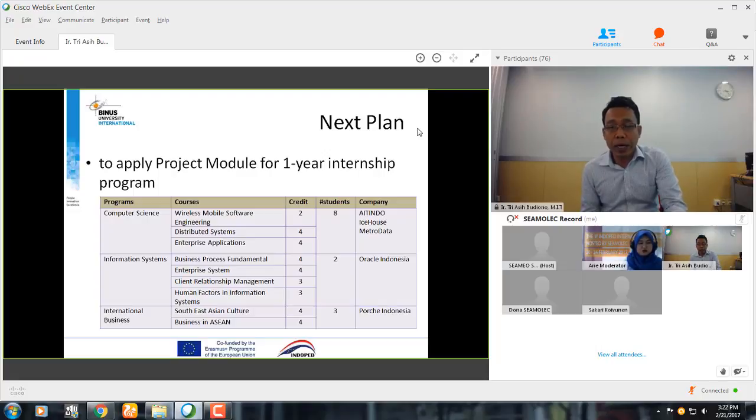With the information system program, there are 4 courses packaged into the project module, and 2 students will be spending their time in Oracle Indonesia for 1 year. The last study program is international business, and it has 2 courses, Southeast Asian culture and business, packaged into 1 project module, and 3 students will be doing an internship using the project module in Porsche Indonesia. So that's what we have done and what we will do this semester.